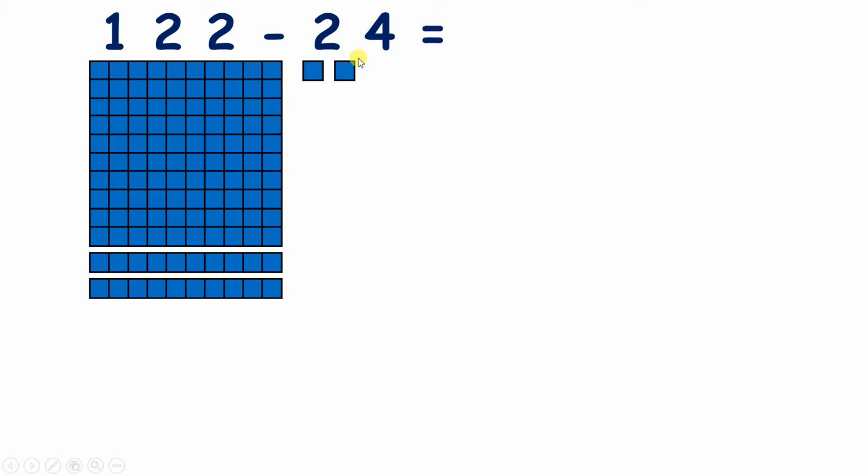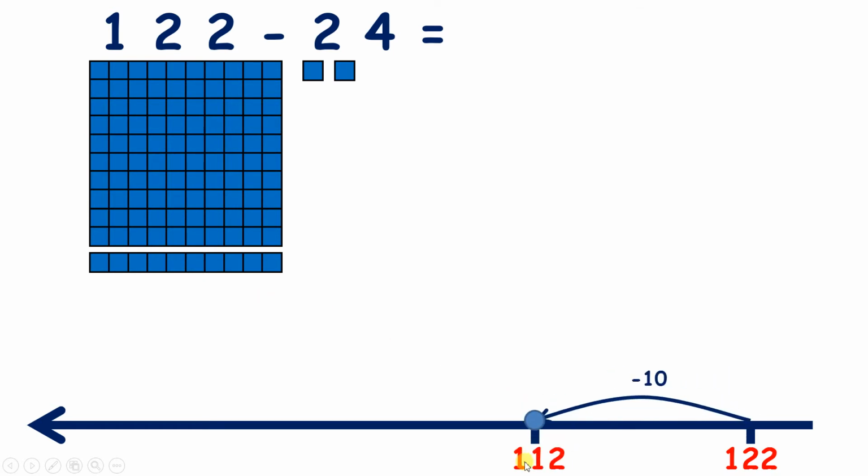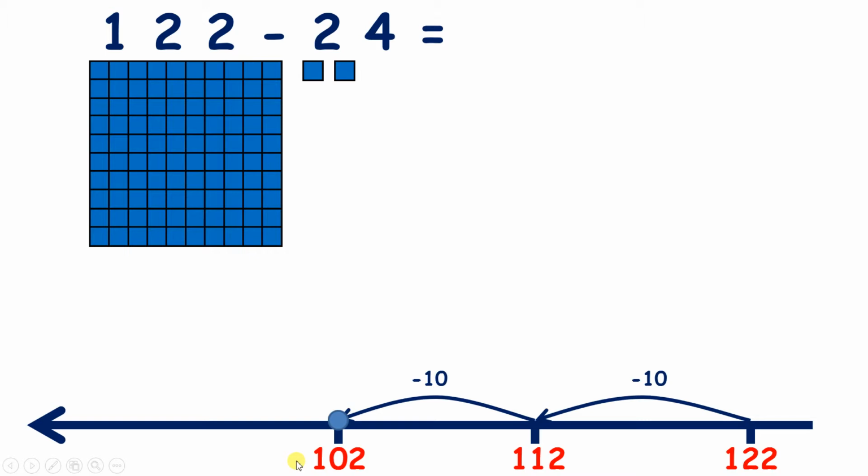Again, let's do the same question, but this time with blocks, so we're clear about what we're doing. We start with 122, so 100, 2 tens and 2 units. Subtract 10 and we have 112. Subtract another 10 and we have 102. So now we've subtracted 2 tens. So now we need to subtract 4 units.